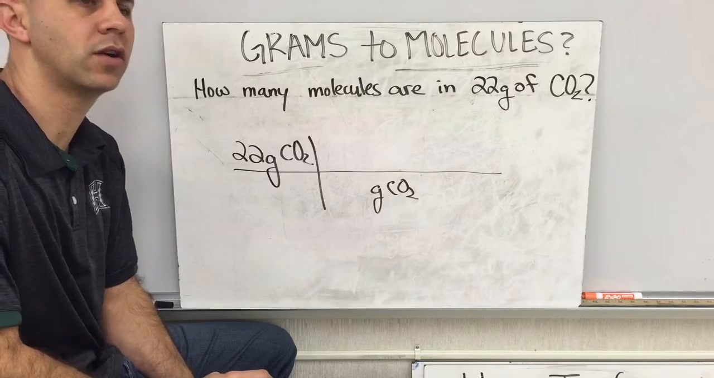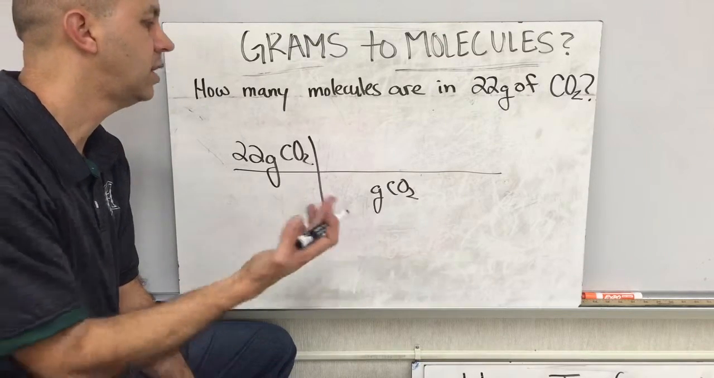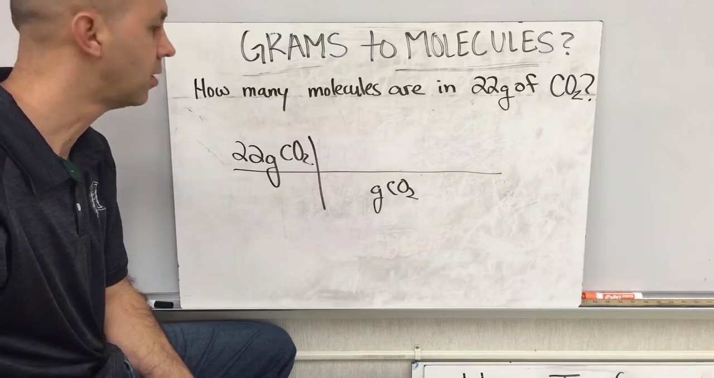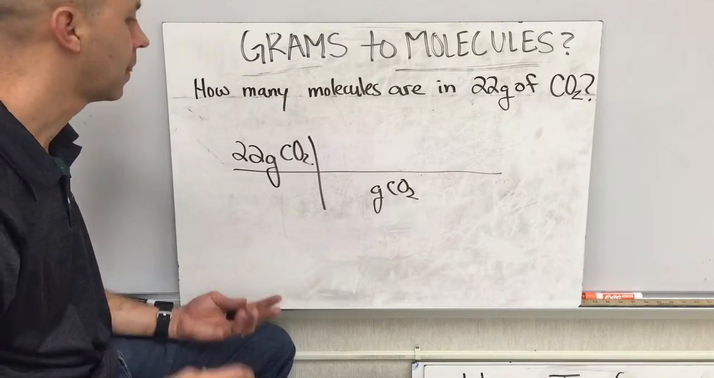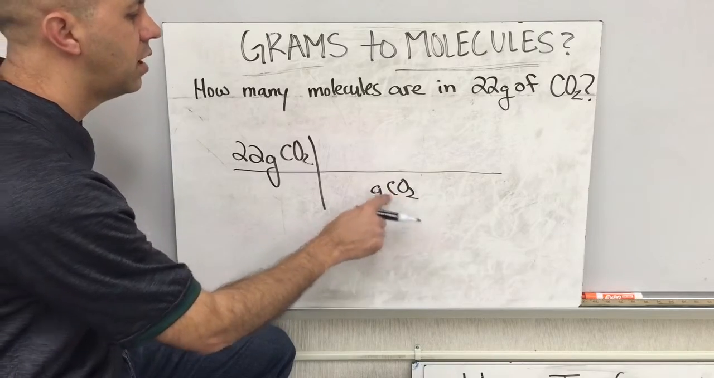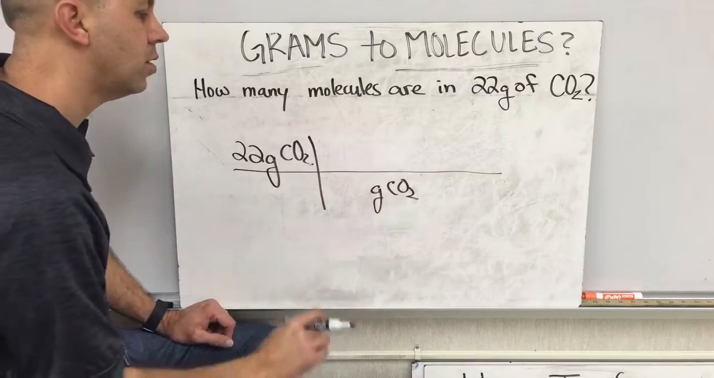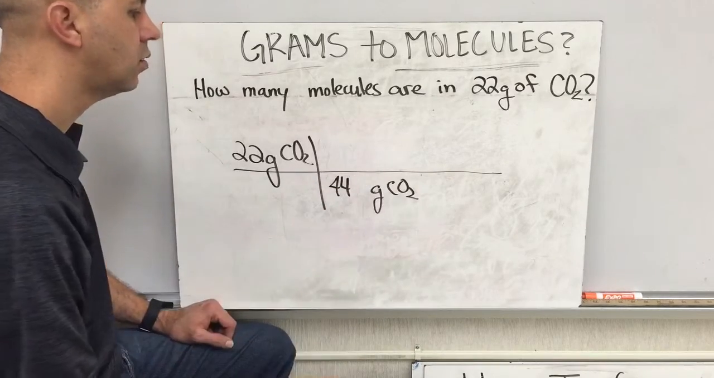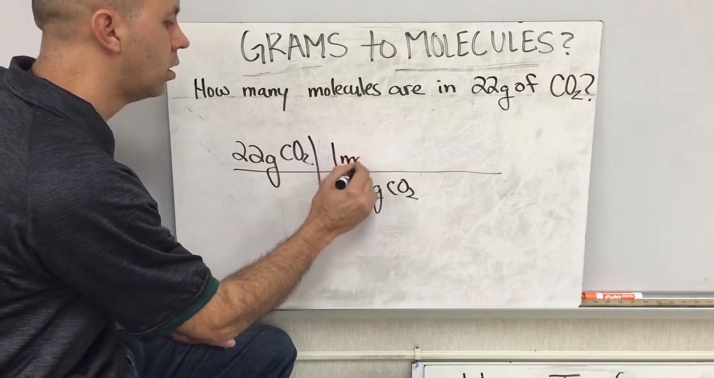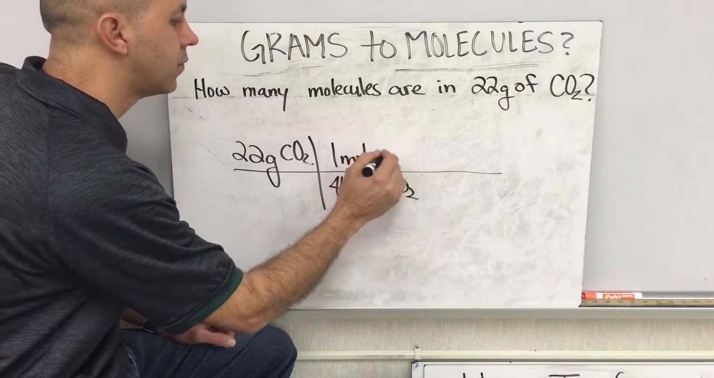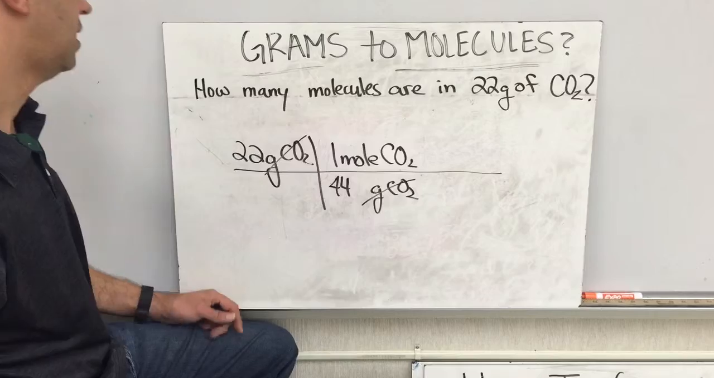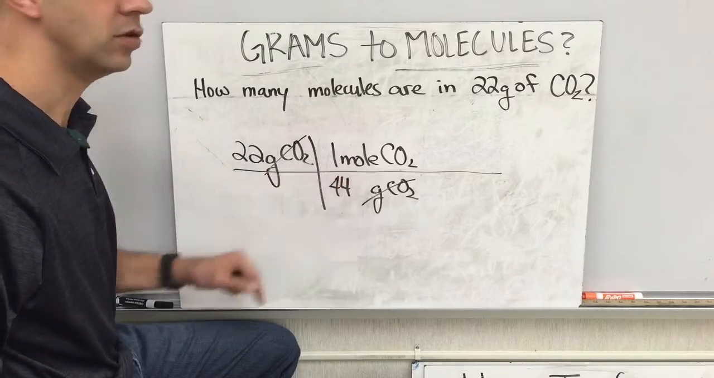Now what do I know about grams of CO2? If you get to a problem like this and you don't know what to do, look to your friend, the periodic table. The periodic table is awesome. It tells you a number that gets you out of this and connects you to moles. So I know that 44 grams of CO2 are in 1 mole of CO2. So if I do this and this, now I've got my answer in moles.